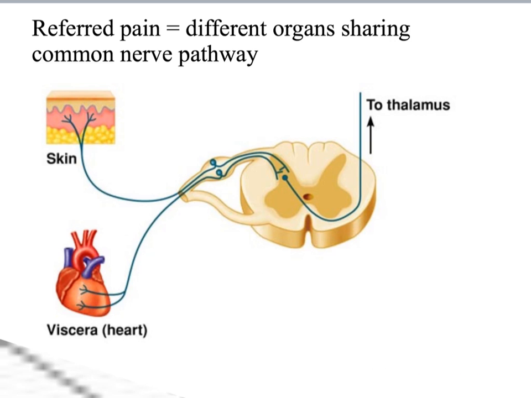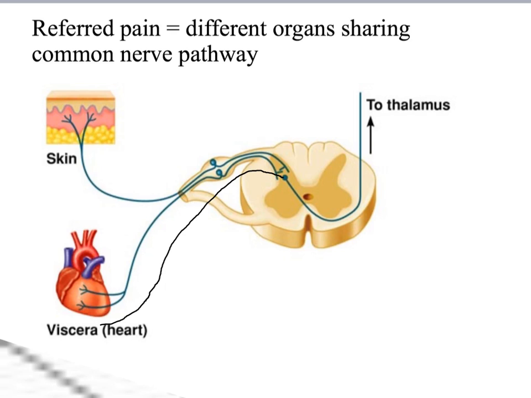Referred pain. This is pretty interesting. So we have different organs sharing a common nerve pathway to the brain. And remember, sensations are interpreted in the brain. So the most classic example of this that you've probably seen is when a person on TV or the movies is having a heart attack, and instead of grabbing for their heart, where the tissue damage is actually occurring, they grab for their left arm. So as we can see here, our heart is having tissue damage, so it sends a pain sensation up here.